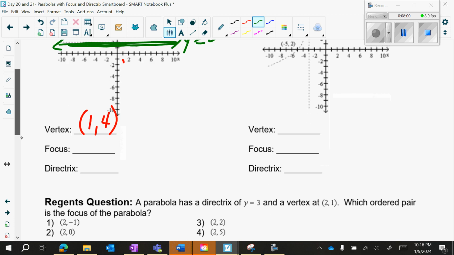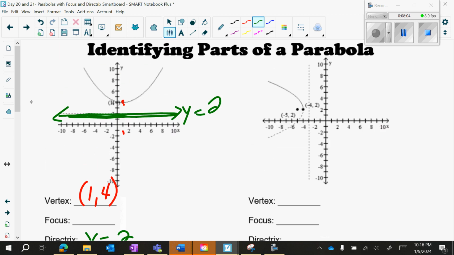Because that's labeled, I'm going to write that in next. Now, to get the focus, I first have to find the distance from here to here, because this is called p, and I need that to figure out where the focus will land. The distance between 4, which is the vertex, and 2, which is the directrix, is p equals 2. So I would write down p equals 2. Now what you have to do is just go 2 units up from the vertex to get your focus.